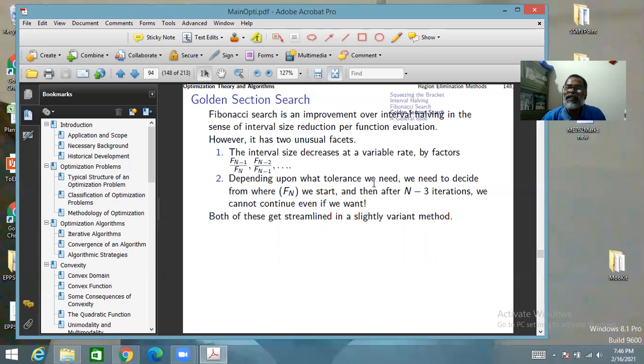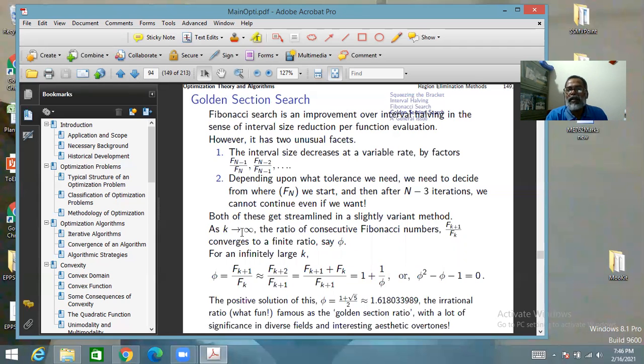Both of these unusual facets can get regularized in a slightly variant method. And for that, make note that if we start at a very, very high Fn, then what happens? As k tends to infinity, the ratio of consecutive Fibonacci numbers, Fk plus 1 by Fk, converges to a finite ratio. Call it phi. And if it converges to a finite ratio, then with k very large, the ratios between k plus 2 and k plus 1, and k plus 1 and k, will be almost the same. So equate that. Then according to the Fibonacci number property, Fk plus 2 can be written as Fk plus 1 plus Fk. And now you see this is Fk plus 1 by Fk plus 1, that is 1.